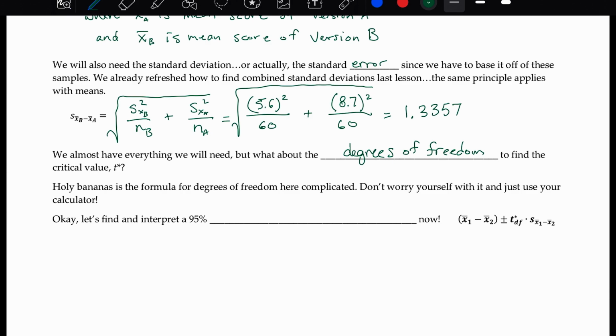So now we're going to get down into finding and interpreting a two-sample t-interval. And there's the formula for it there. So we've got our difference of our x bars from earlier. The calculator is going to calculate our t-star value for us, and we have our standard error that will help us out as well. But now let's go over to the calculator and figure out how to do it.